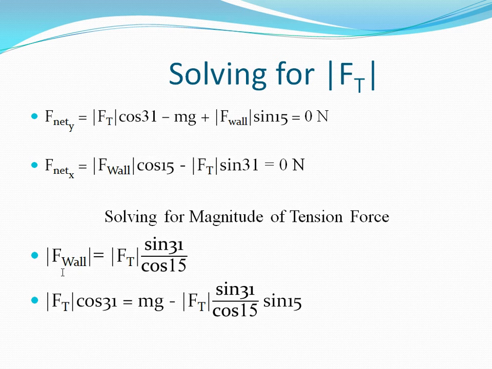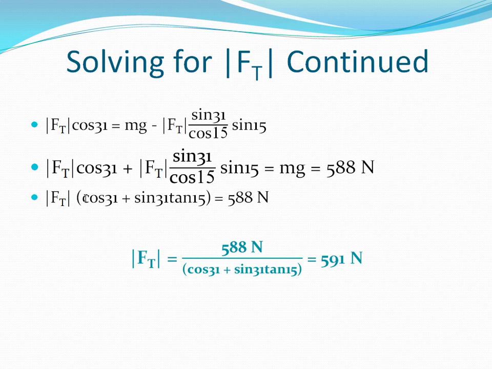And you have that the magnitude of the wall force is equal to the magnitude of the tension force times the sine of 31 divided by cosine of 15. And you substitute this back into the net force in the y direction equation, and you can see that everything else is now in terms of the tension force. So using that equation, the magnitude of the tension force is 588 newtons divided by the cosine of 31 plus sine 31 times tangent 15, and this all amounts to 591 newtons, and this is the magnitude of the tension force.